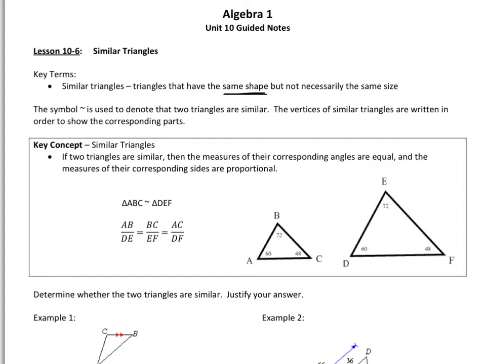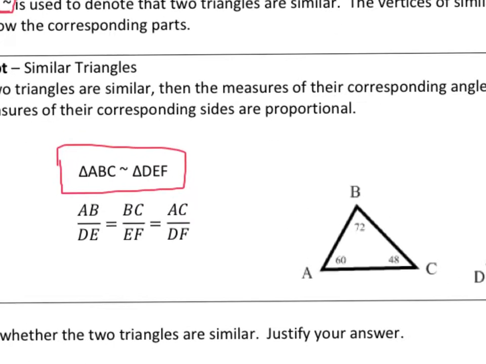The symbol that we'll use for similarity is a squiggly line right there. It denotes that two triangles are similar, and the vertices of similar triangles are written in order to show the corresponding parts. So when you make a statement like this, the order of those letters is very important because it tells the reader which parts match up.